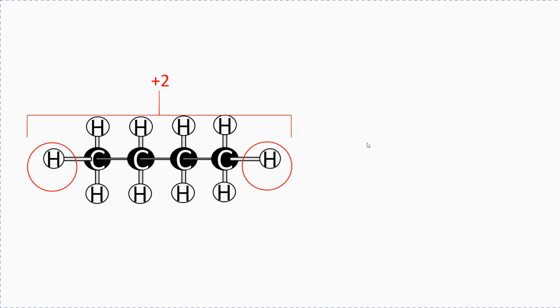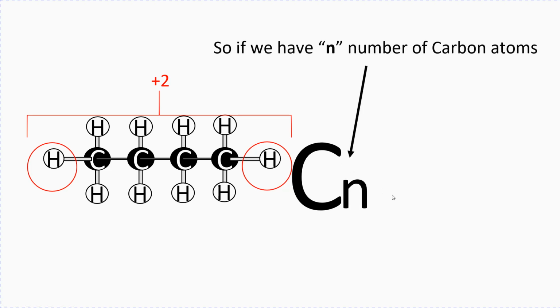Now, there is a pattern to how this works. Each time you add a carbon atom to the end, so if I was going to add a carbon on here, you effectively add the carbon and 2 hydrogens. So there is a general formula, and don't freak out because it looks weird, of Cn. N is just the number of carbon atoms. So in this case I've got C4.